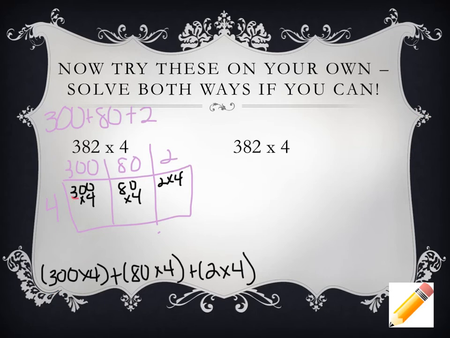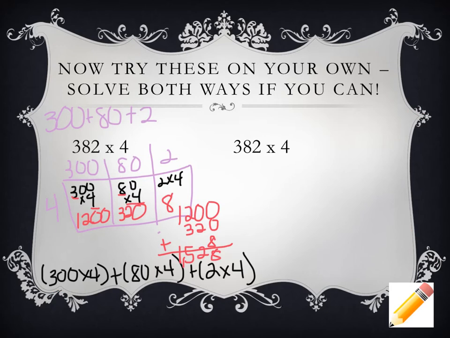To solve 300 times 4, my basic fact is 3 times 4. That's 12. 2 zeros for the hundreds, or 1,200. My basic fact in 80 times 4 is 8 times 4. 8 times 4 is 32. With a 0, it's 320. And finally, 2 times 4 is 8. I add my products together, 1,200, 320, plus 8, and I get 1,528.